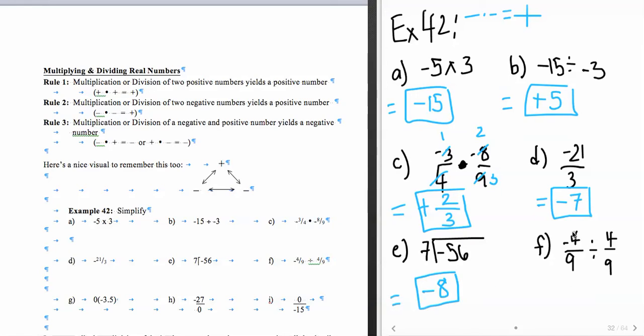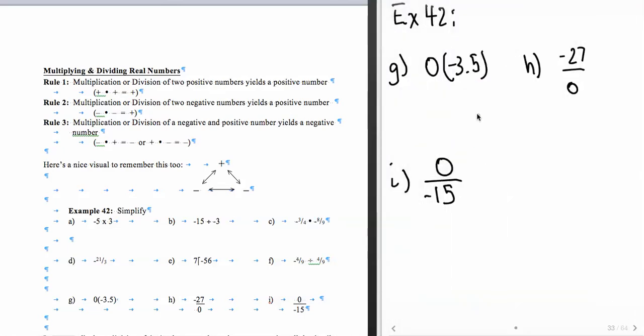The next one, we have a negative divided by a positive, so we know our answer is going to be a negative. And this is going to be 4/9 multiplied by the reciprocal of 4/9, which is 9/4. We do the canceling, canceling, canceling, canceling, and so we get a 1 here. Any number divided by itself is always going to be equal to 1.